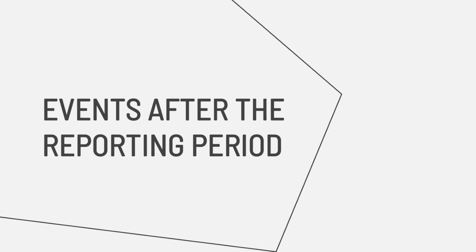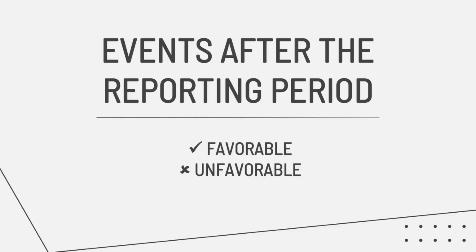Events after the reporting period. According to the Conceptual Framework, events after the reporting period are those events, favorable and unfavorable, that occur between the end of the reporting period and the date when the financial statements are authorized for issue. Favorable events means it has a positive effect on an entity. Unfavorable means negative. So events may occur between the end of the reporting period and the date when the financial statements are authorized for issue, which may present information that should be considered in the preparation of financial statements.